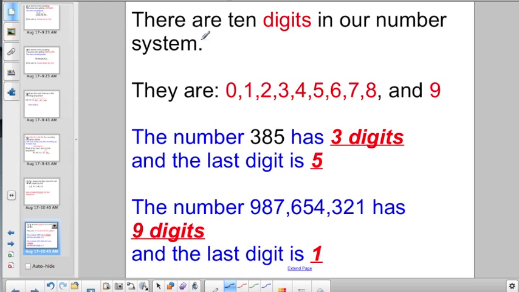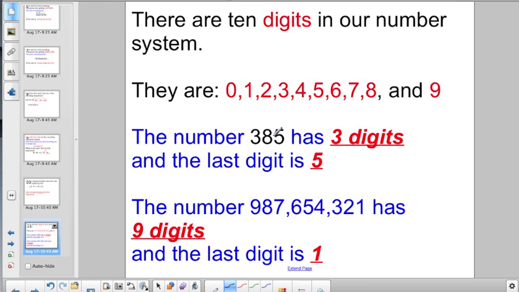Some more terminology. Math is a lot of different vocabulary, and most of the time on these lessons, I will highlight the important vocabulary words for you in red. And I'm here to tell you, if I take the extra time to change the color on it, I do that because I think it's really important and I really want you to pay attention. So this says there are 10 digits in our number system. These are the 10 digits, 0, 1, 2, 3, 4, 5, 6, 7, 8, and 9, right?